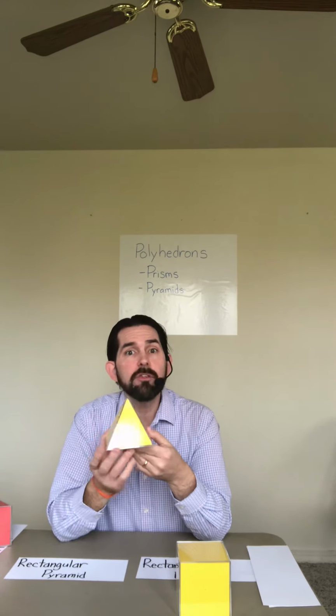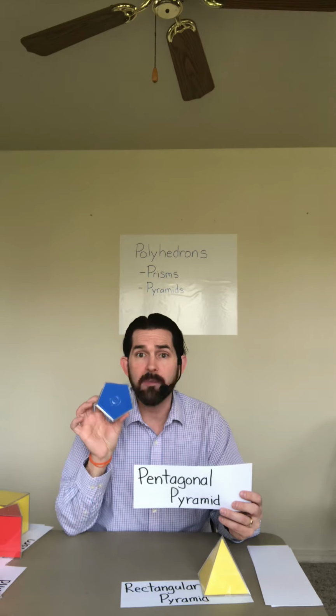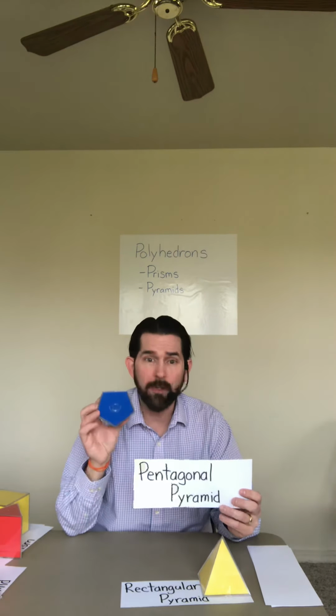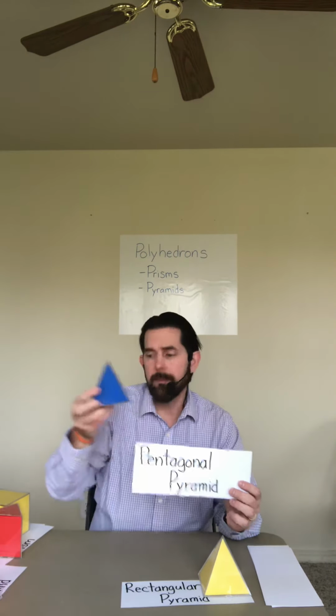But when you look at this one, it still has those triangular faces you can see, but when you count at the bottom, it's got 5 sides on the base, which makes it a pentagonal pyramid, okay?